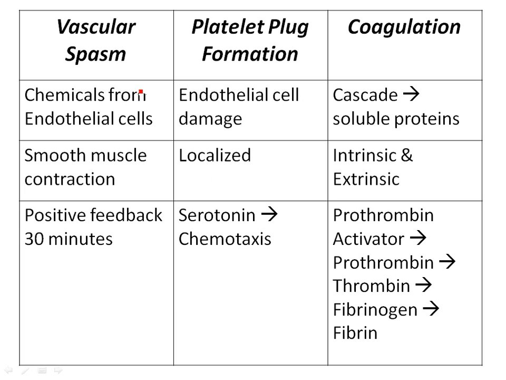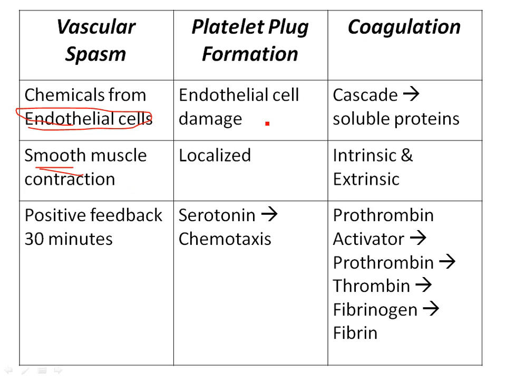So here's the nutshell of these three. Vascular spasm is stimulated because of endothelial cells. These are cells that line the inside wall of the blood vessels. If you slice through them, they release their cytoplasm, and there are different chemicals in their cytoplasm that will trigger the muscle cells of that blood vessel to contract. These muscle cells are smooth muscle. It is also a positive feedback loop. It takes about 30 minutes for it to complete.